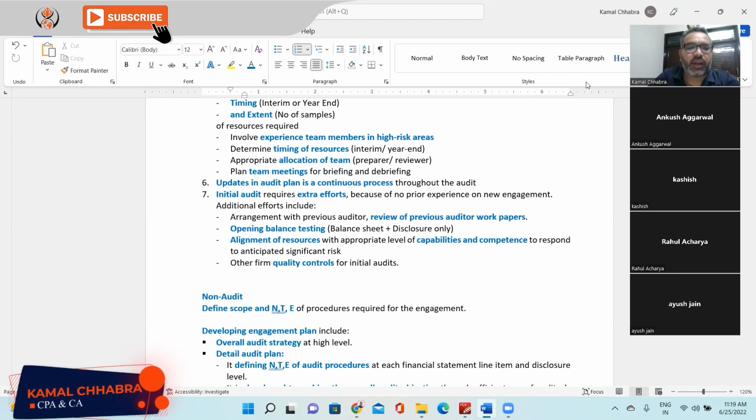Now coming to the next point. Okay, sorry, the 6th we have done. 7th point, initial audit, right? When you are doing audit for the first time, what could be the scenario when you are doing an audit first time?